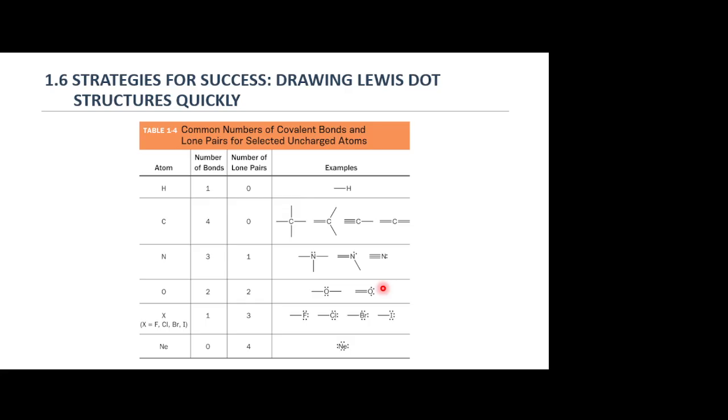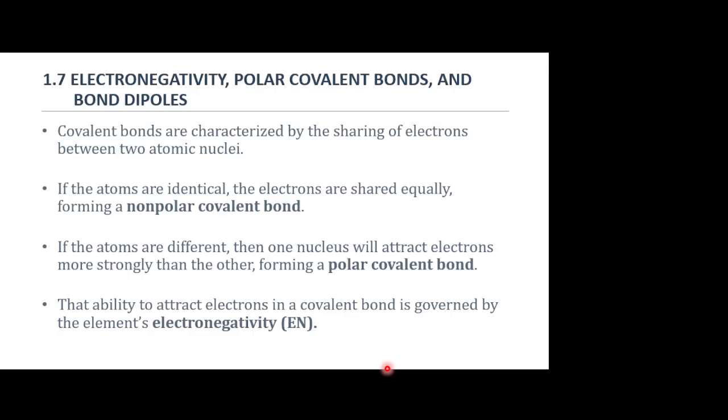Anyways, these are the general rules again. Is everybody comfortable with that? You'll notice they're just the same rules we talked about before and that you've seen in general chemistry. Okay, so covalent bonds are characterized by sharing electrons between two atomic nuclei.